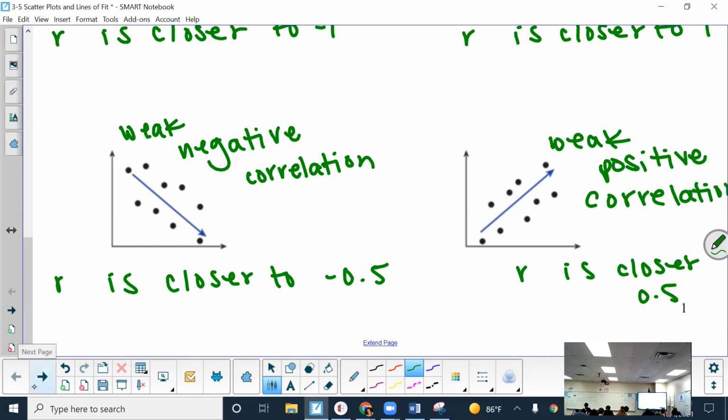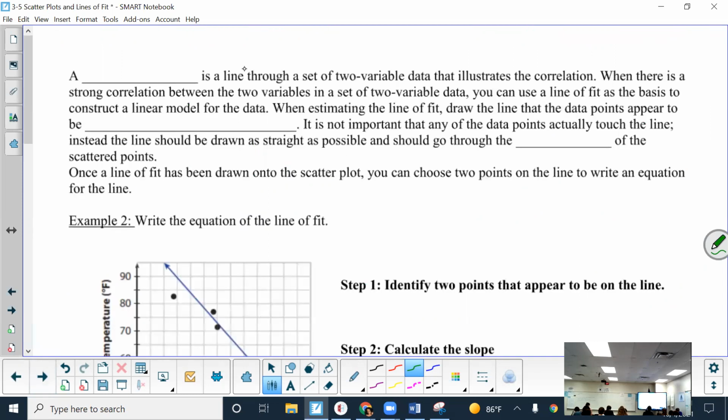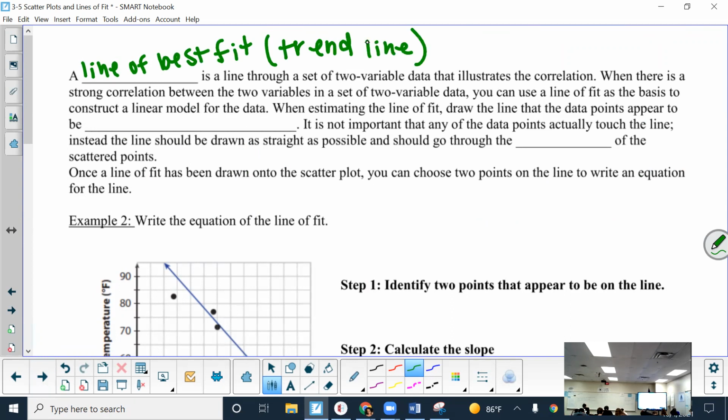All right, so now on the back side. Yes, the lady there. So then on the back side, we have what's called a line of best fit. Sorry, you'll have to squeeze that in there or write it in the margins. But it's also called a trend line. So we have a line of best fit, also known as a trend line. Those mean the same thing. I use them interchangeably, so get comfortable with both.